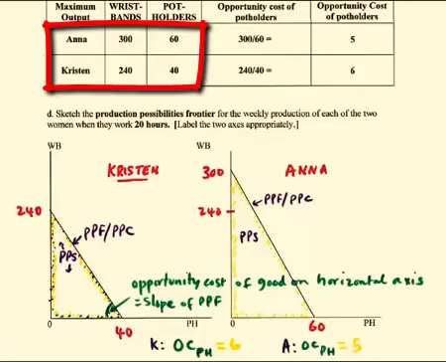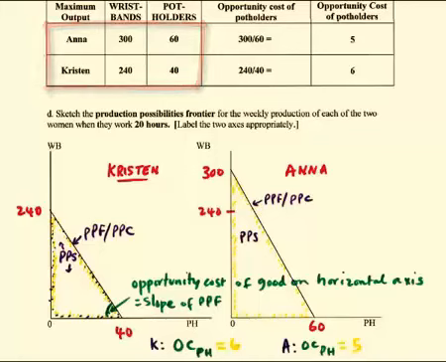There's one thing that she should do, and there's one thing that Anna should do. So we can see the maximum quantities that can be produced by these two women when they allocate 20 hours to either activity. Anna can produce 300 wristbands or 60 potholders. Kristen can produce 240 wristbands or 40 potholders.